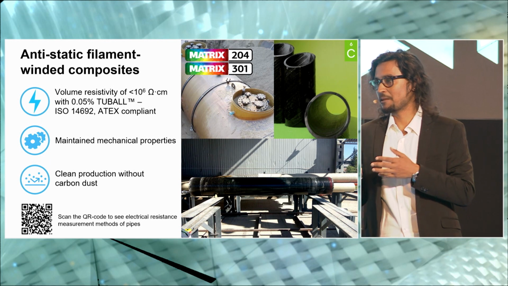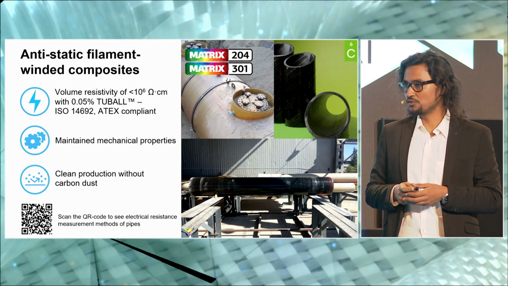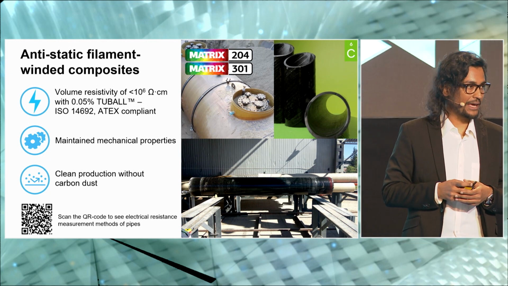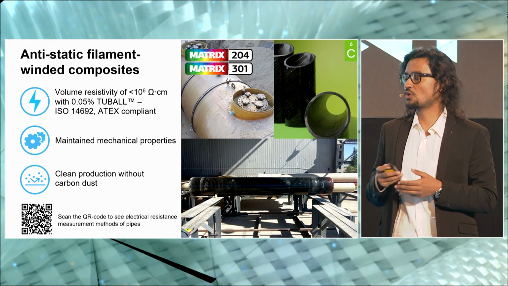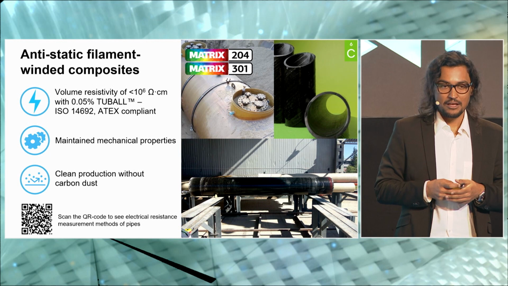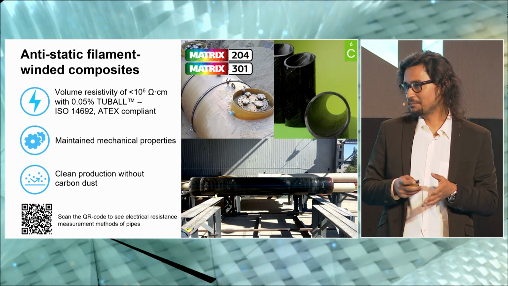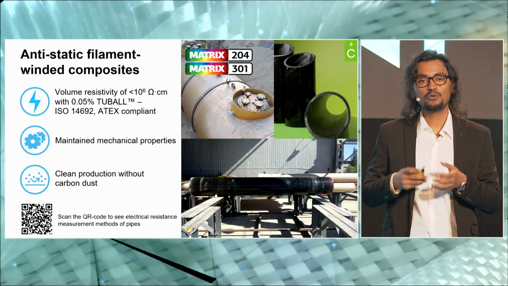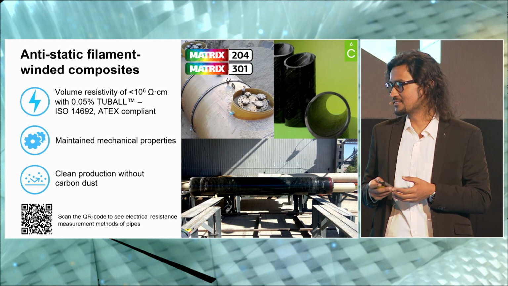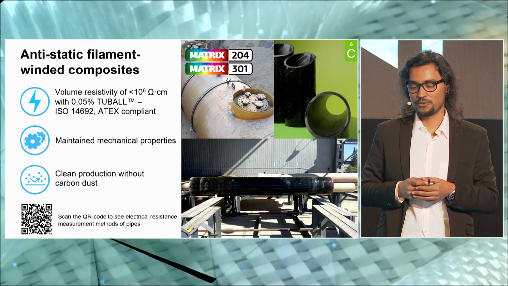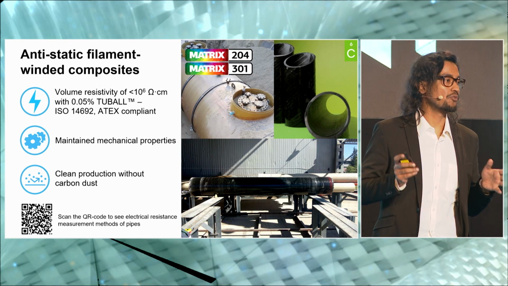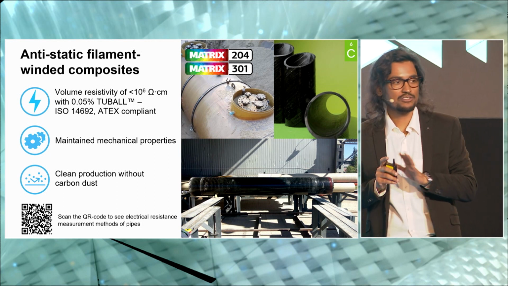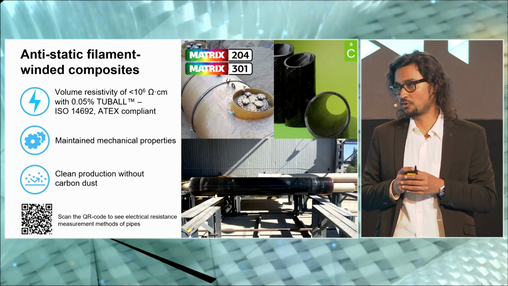There are other applications like filament wound or hand layup composites. For example, pipes through which sometimes solvents flow. By using nanotube, you can make these pipes anti-static or conductive, you can maintain or even enhance some base mechanical properties, and overall the production would be clean. Not like carbon, where everything becomes black, including the walls and the product.